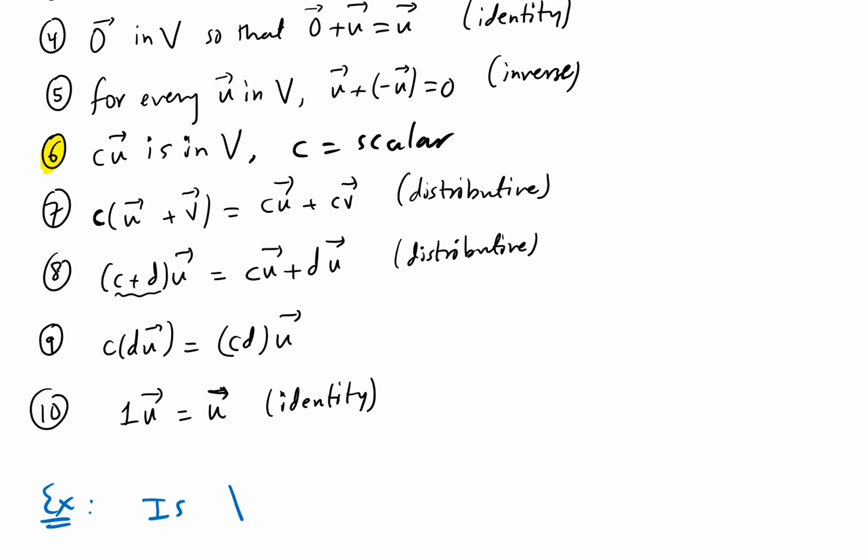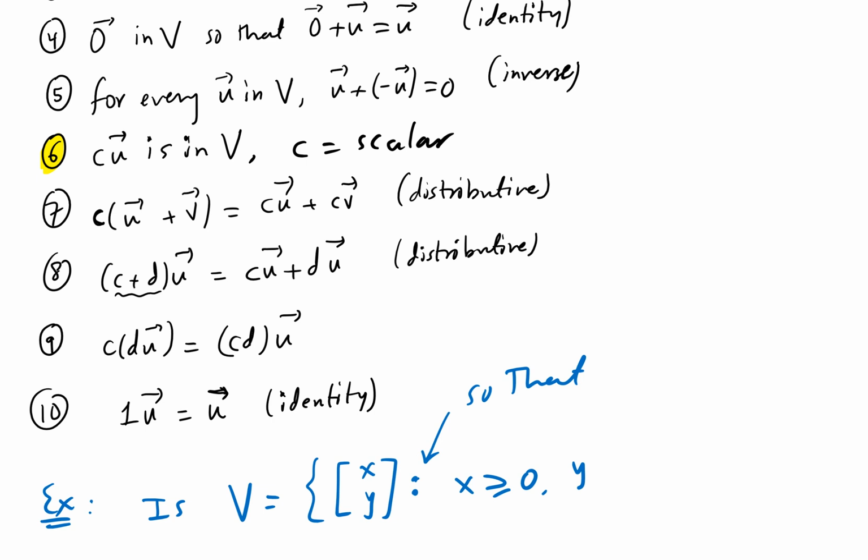Is the set V of vectors in the form (x, y), such that x is bigger than or equal to 0 and y is less than or equal to 0, a vector space? The colon here means so that or such that.